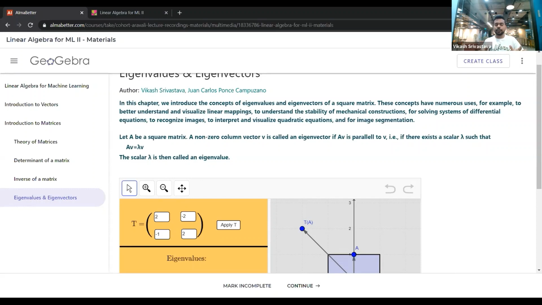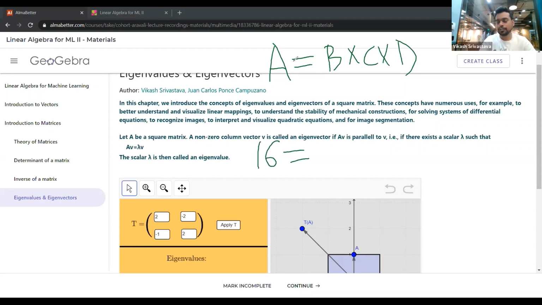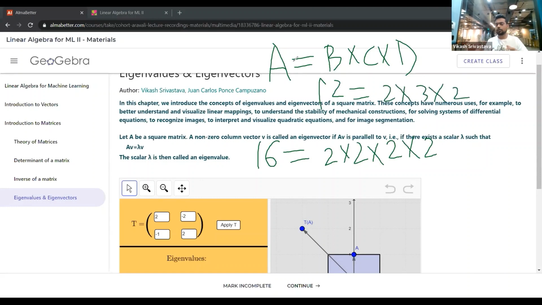In fact, the idea of singular value decomposition, I'll just give you an idea. Singular value decomposition is in a way factorizing a matrix. Let's say you're given a matrix A. We can decompose this matrix into some other matrices, let's say B, C, D, in a way similar to how you factorize a number. Let's say you have the number 12, you write 2 into 3 into 2, or 2 squared into 3.